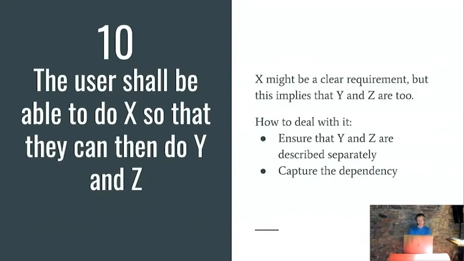We need to recognize that we need to do X so that we can then do Y and Z, so that we don't only implement X and not Y and Z, and so that we don't implement Y and forget about X, because you can't do Y without X. We need to have some understanding of the relationship between them.